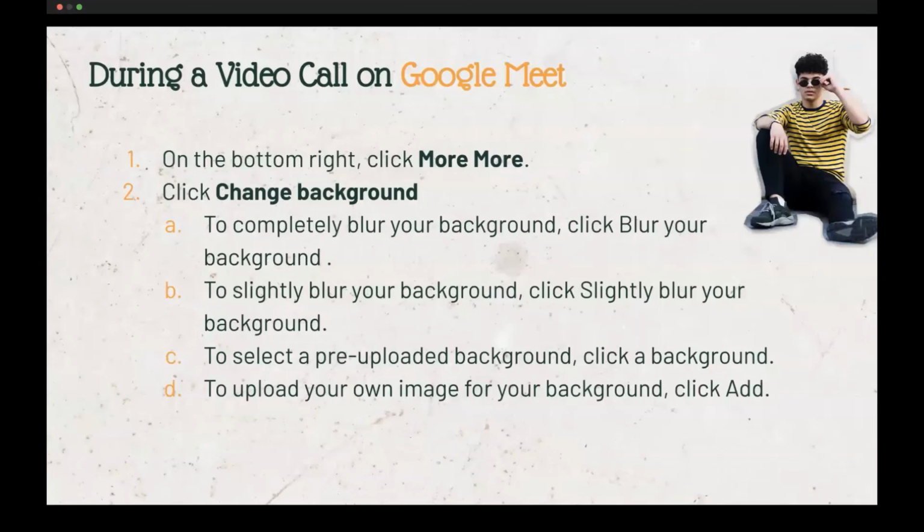On the bottom right, you would click More, and you would click Change Background. These are the steps you can do during a video call on Google Meet if you want to change your background. It's basically the same steps. If you wanted to blur your background, you would select that option. If you want to use any pre-uploaded background, you would select that option, or you can also upload your own image for the background on the spot.